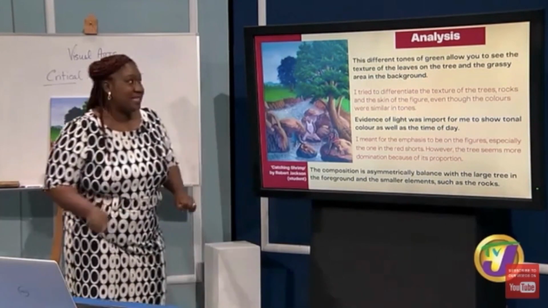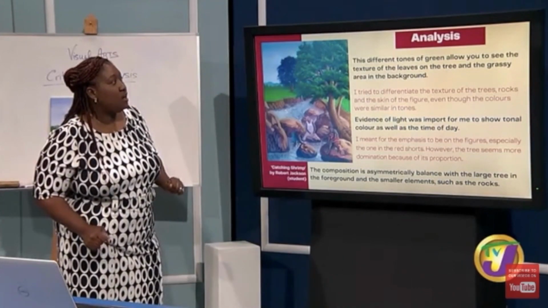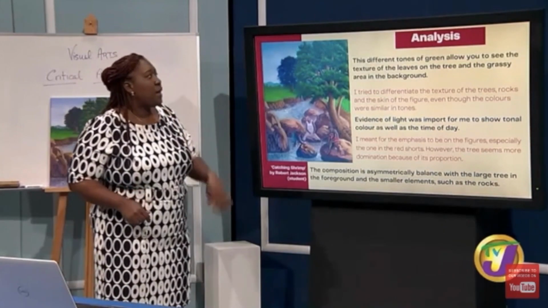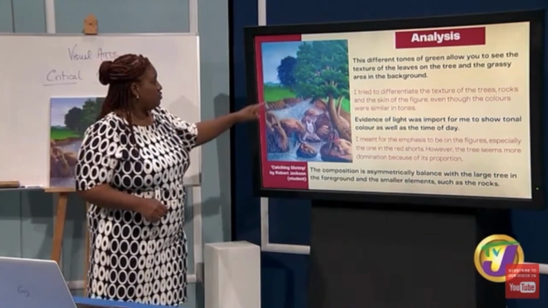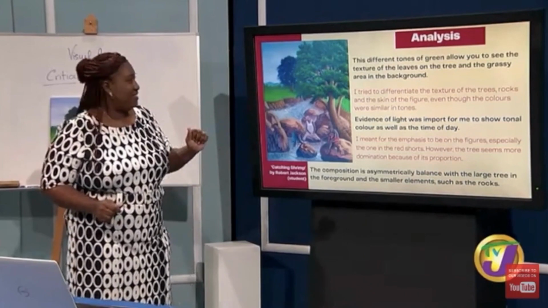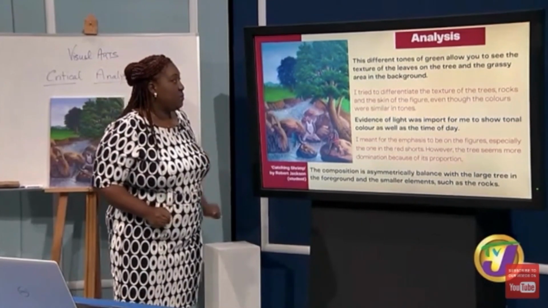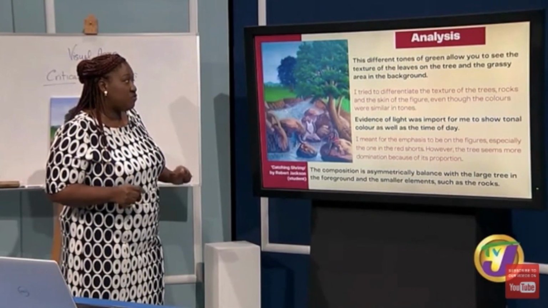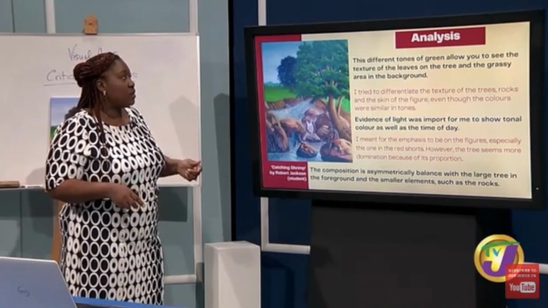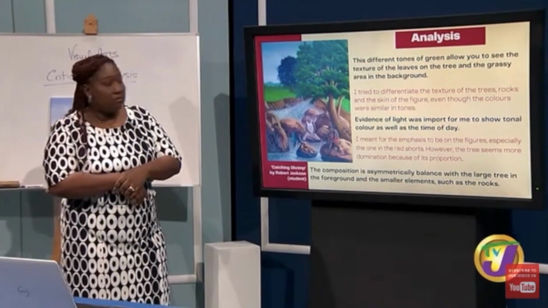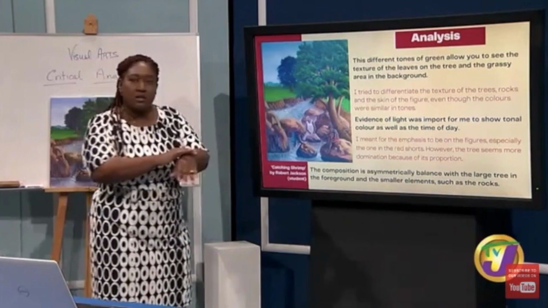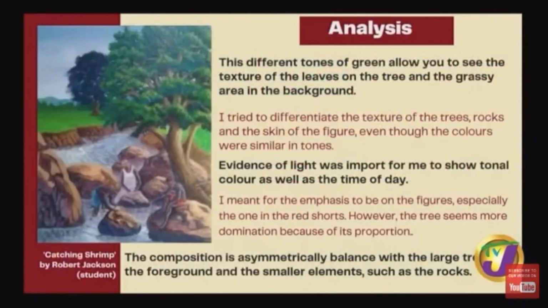So he's now going into analysis. In analysis, the different tones of green allow you to see the texture of the leaves on the tree, true, and the grassy area in the background. Yes, we can see it, nice contrast there. He said, I try to differentiate the texture of the trees, rocks, skin, figures, even though the colors were very similar in tone. Well, the tree, the rocks, they're all sort of brown. So, they're tones of each other. I understand what he's saying there.